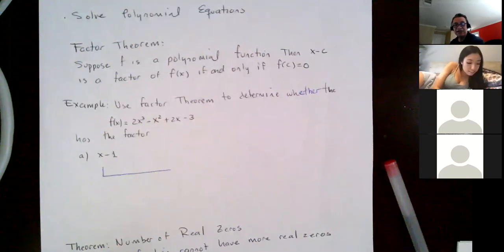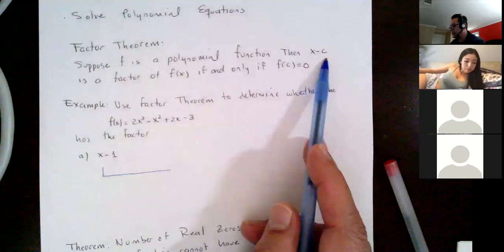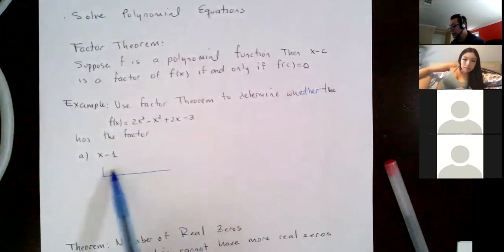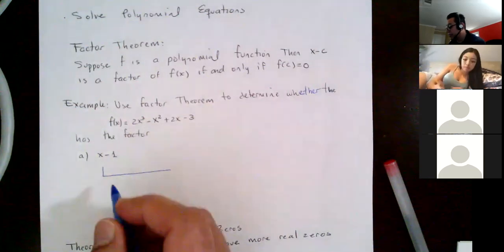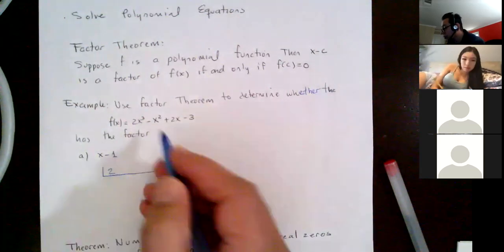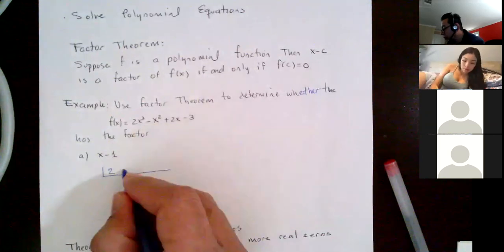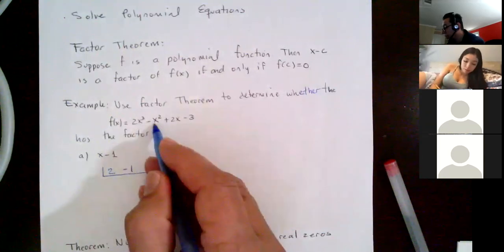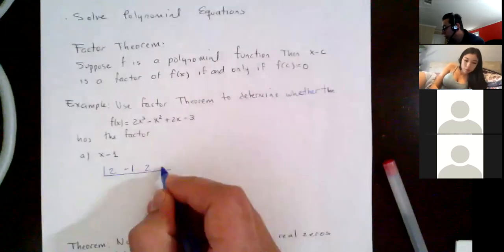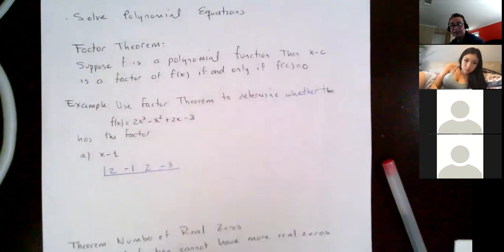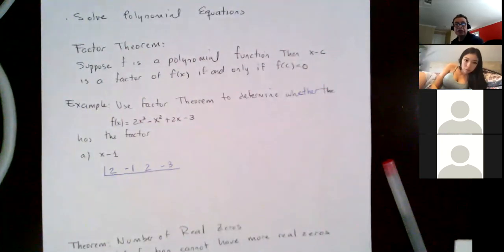You're gonna like synthetic division, but in order to use synthetic division, the factor has to look like x minus c. So when we use synthetic division, we get the coefficients of the function. We're gonna write down the 2, the -1, which comes from x squared, the 2, and the -3. Those numbers are the coefficients of f of x.